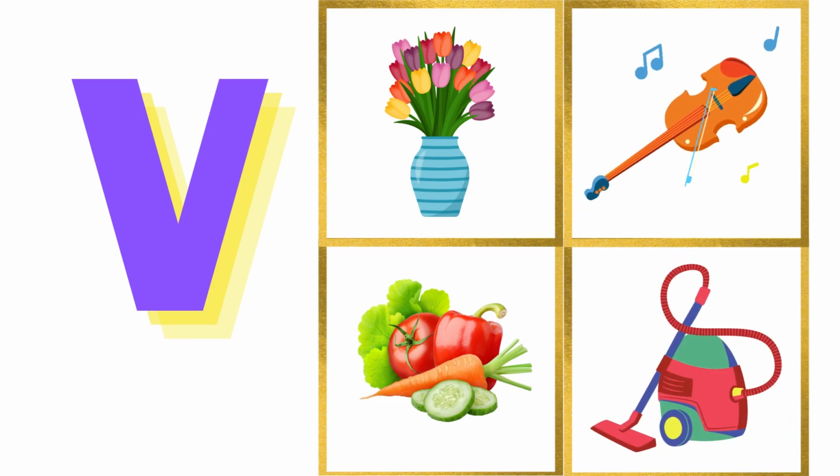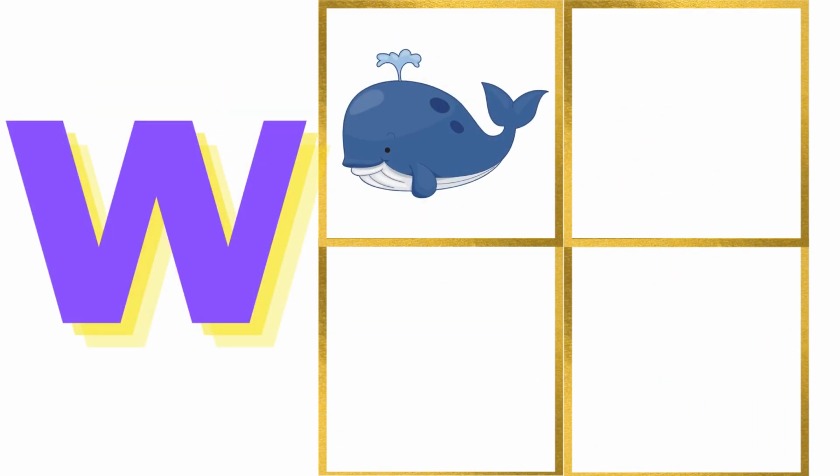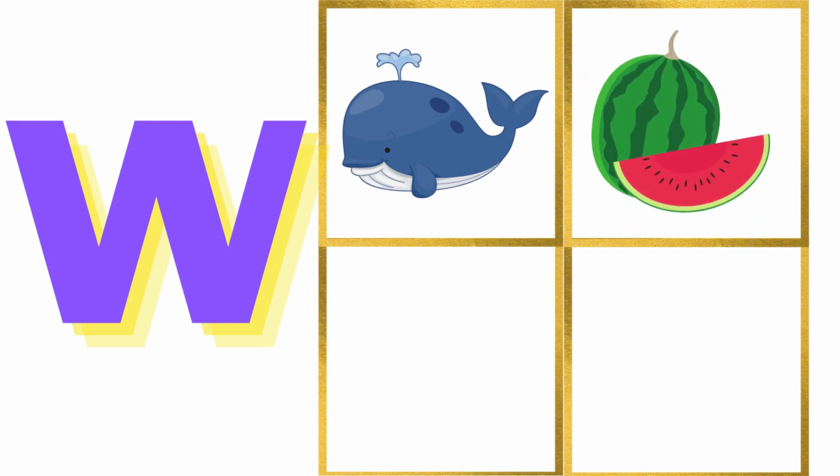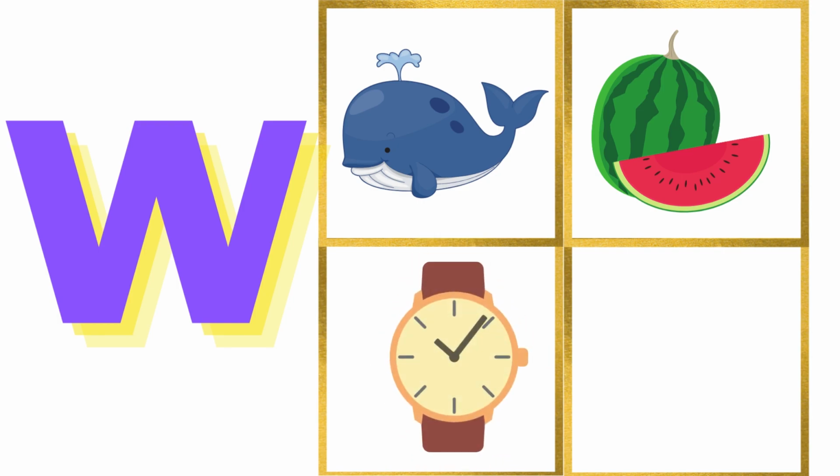A, B, C, D, E, F, G. H, I, J, K, L, W for whale. Q, R, S, T, U, V. W, X, Y, W for watermelon. Now I know my ABCs. Next time won't you sing with me? W for watch.